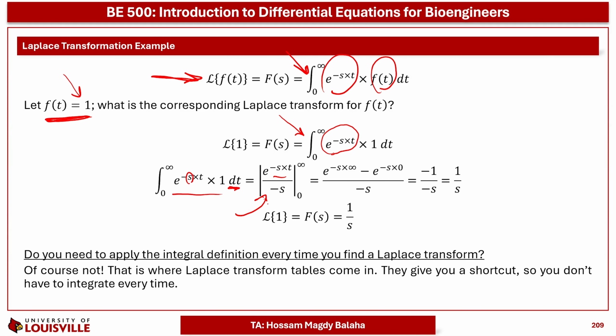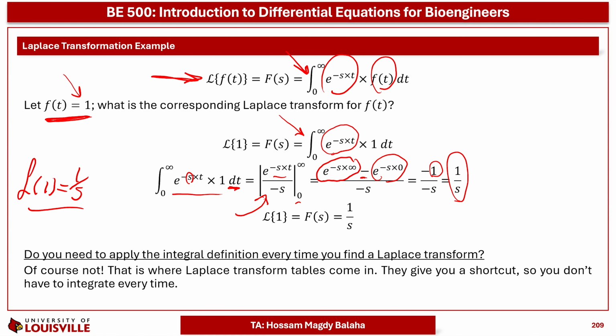Now we need to substitute by infinity, so e raised to negative s multiplied by infinity gives 0, minus the exponential of negative s multiplied by 0, which leads to 1. So negative 1 in the numerator and negative s in the denominator, which leads to 1 over s. So the Laplace transform of 1 is 1 over s. Now you understand how to apply the Laplace transform using the definition.